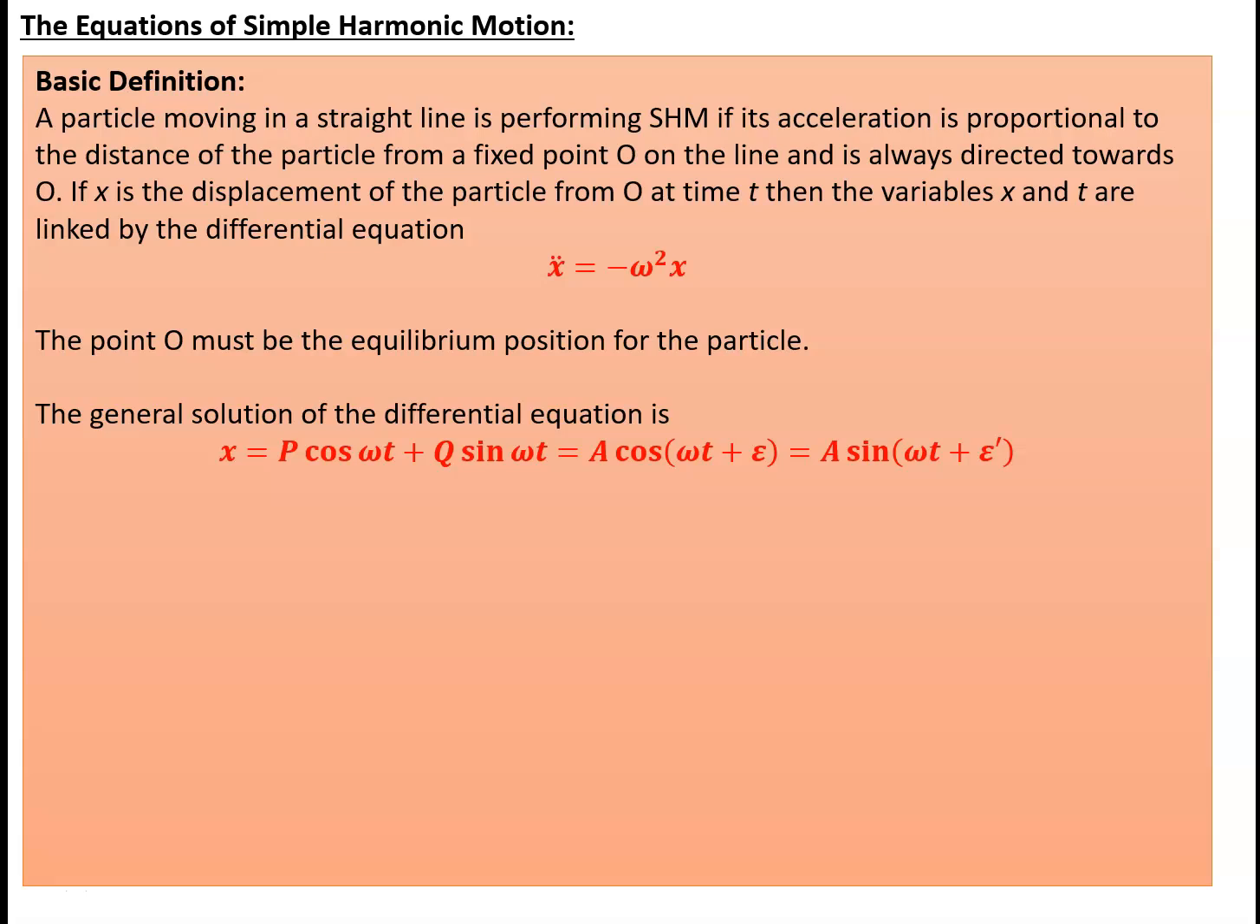The general solution of the differential equation can be written in the form x equals p cos omega t plus q sin omega t, or a cos(omega t plus epsilon), or a sin(omega t plus epsilon dash), where p, q and a are constants, and a is the amplitude of the oscillation, and the period of the oscillation is t, where t equals 2 pi over omega.